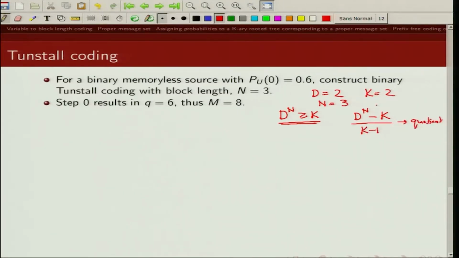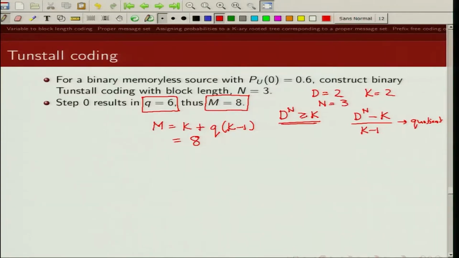K minus 1 is 1 in this case, and D raised to power n is 8, minus 2, that is 6. 6 divided by 1, the quotient is 6. So in this example, Q comes out to be 6. And of course the number of messages, which is D raised to power n, is given by K plus Q times K minus 1, and this is 2 plus 6, that's 8.